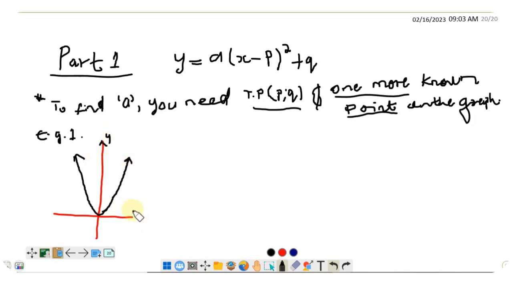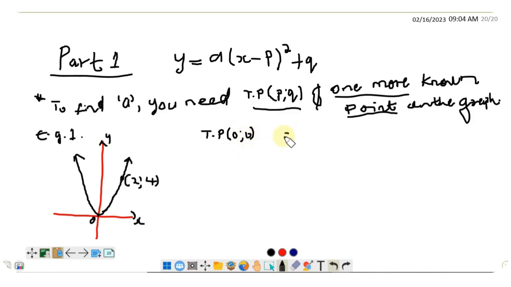So that is y. Let's choose the point there, 1, and this is 0. Let's say this coordinate here is 2 and 4. On this graph, you see what we have: the turning point. What is the value of the coordinate of the turning point? Turning point: 0 and 0.